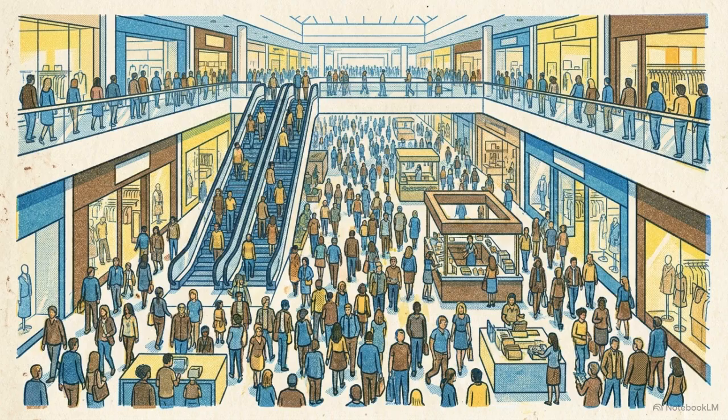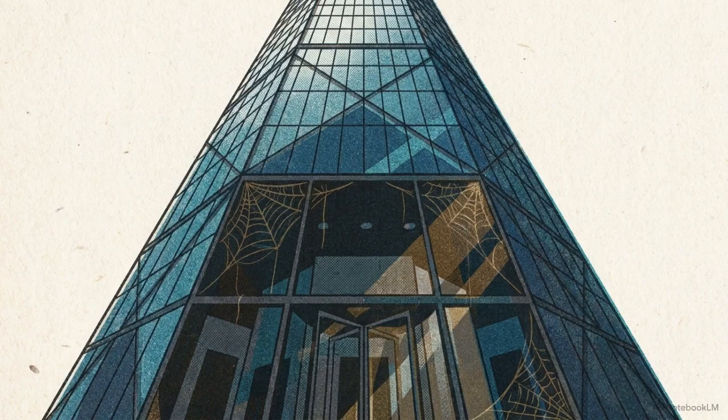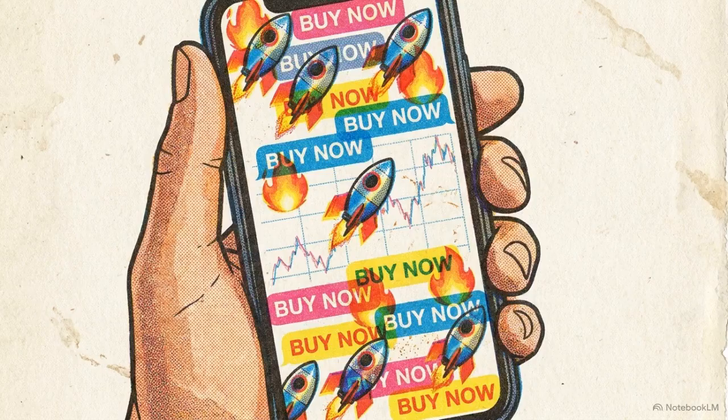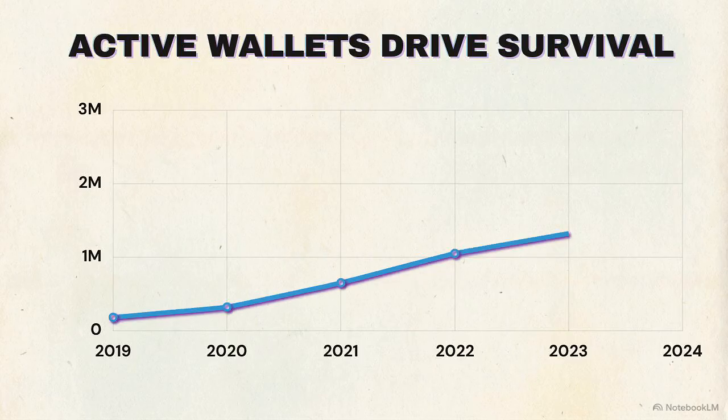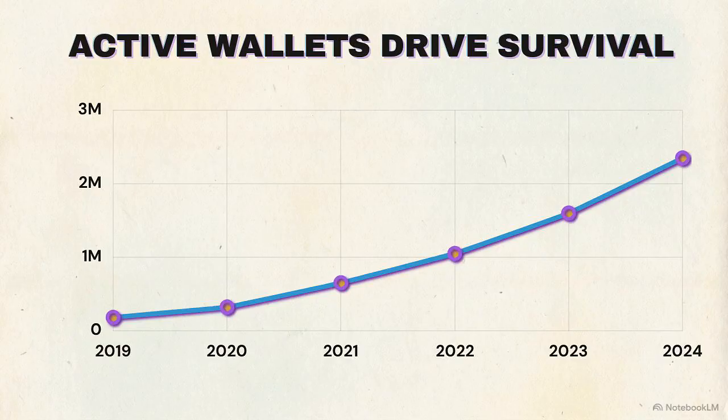Next, we look for network usage, the digital equivalent of a foot in a shopping mall. A blockchain might have a high token price, but if it lacks active wallets and developers building apps, it is essentially an empty building. Social media hype and influencer sentiment can temporarily pump a digital token's price, but true network adoption and sound tokenomics are the only metrics that guarantee long-term survival.